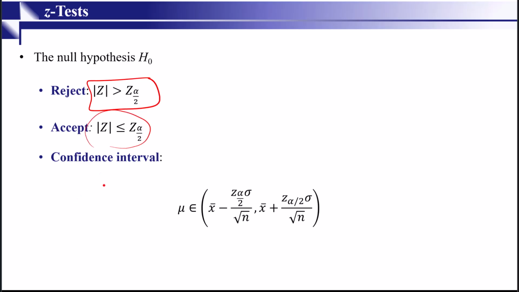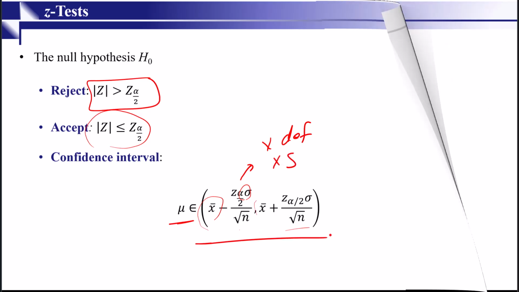Then the 1 minus alpha level two-sided confidence interval is: mu falls between x bar minus and x bar plus this value, z alpha over 2, and this time we have sigma over the square root of n. The same applies; the only difference here is we don't have degrees of freedom. So here, no degrees of freedom, no s. The rest is like t.